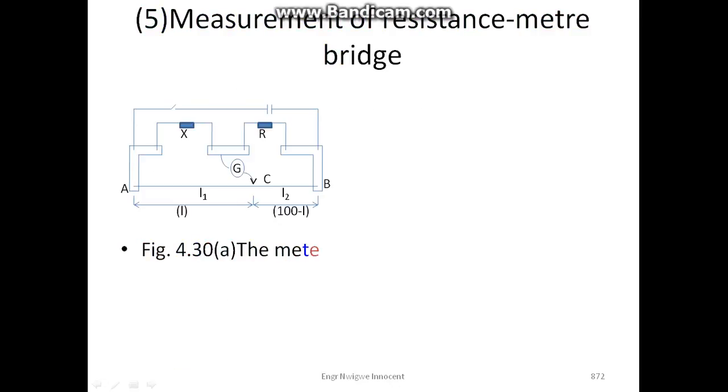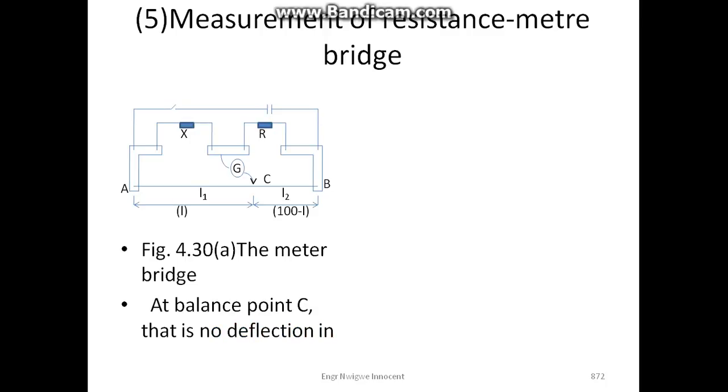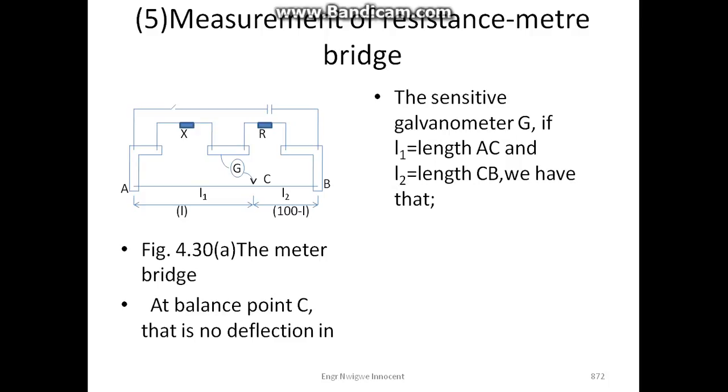Figure 430A, the meter bridge. At balance point C, there is no deflection of the sensitive galvanometer G. If L1 is equal to length AC and L2 is equal to length BC, we have that S over R is equal to L1 over L2, or S over R is equal to L over 100 minus L.